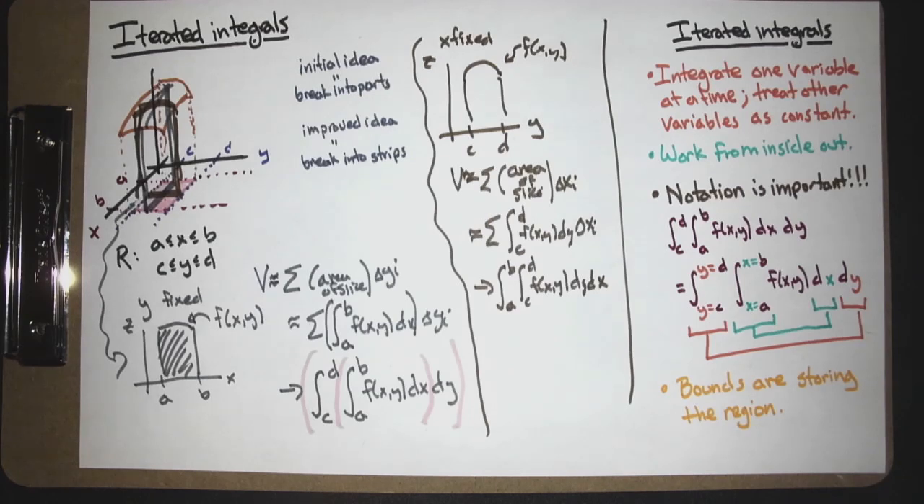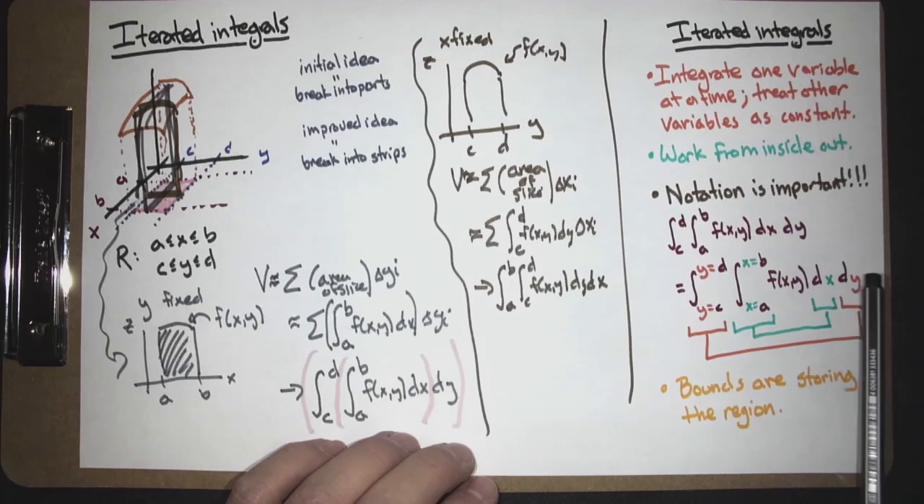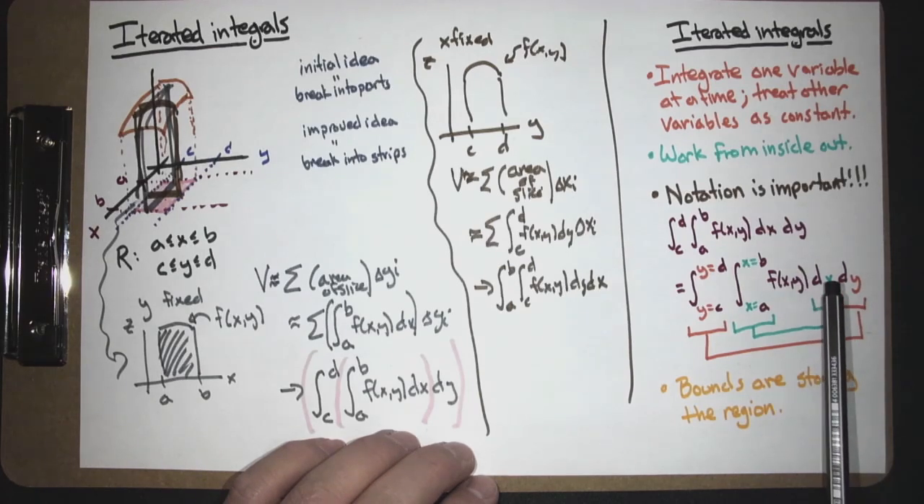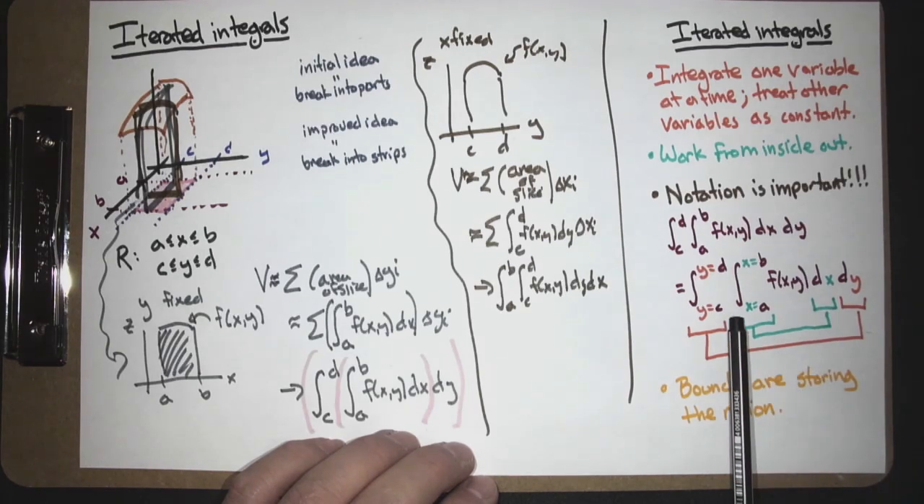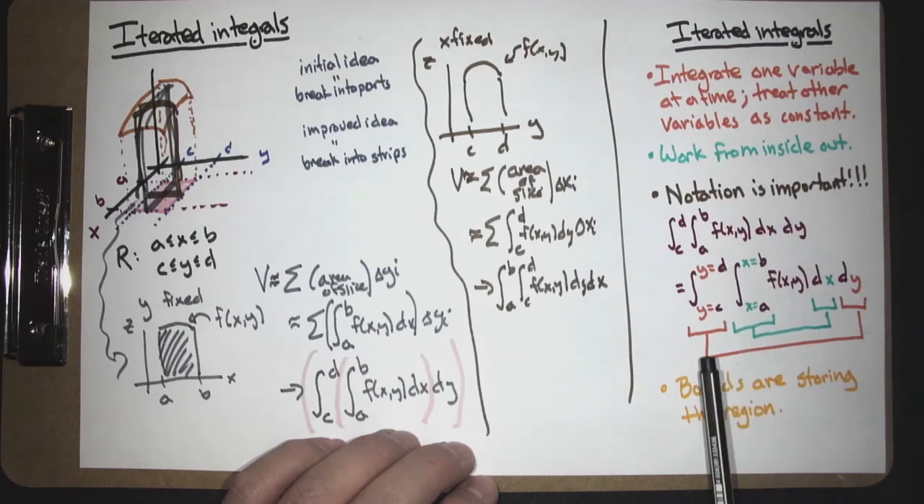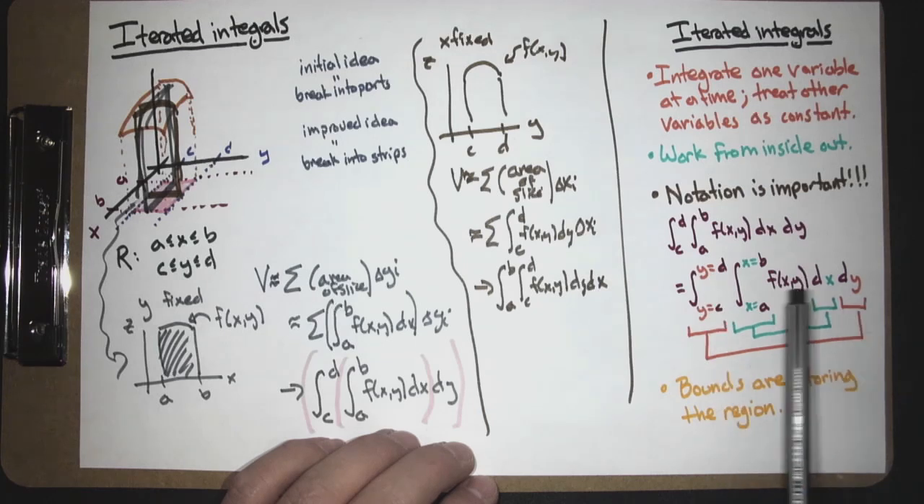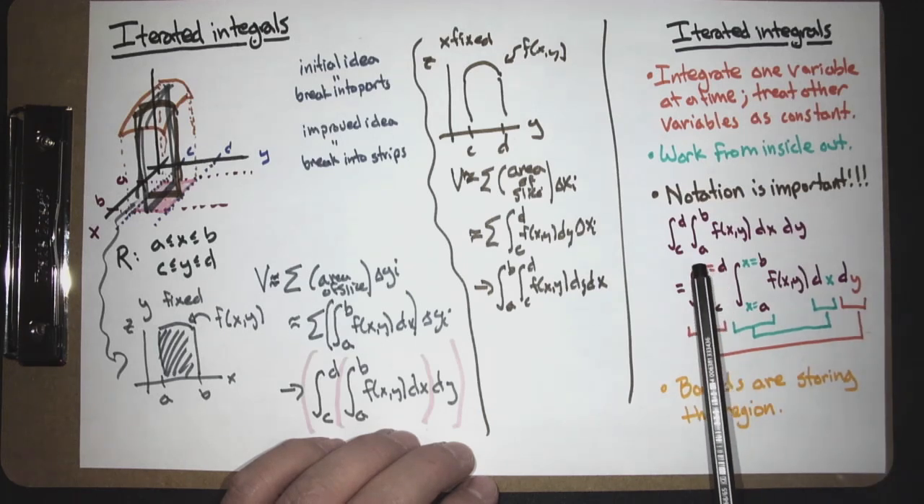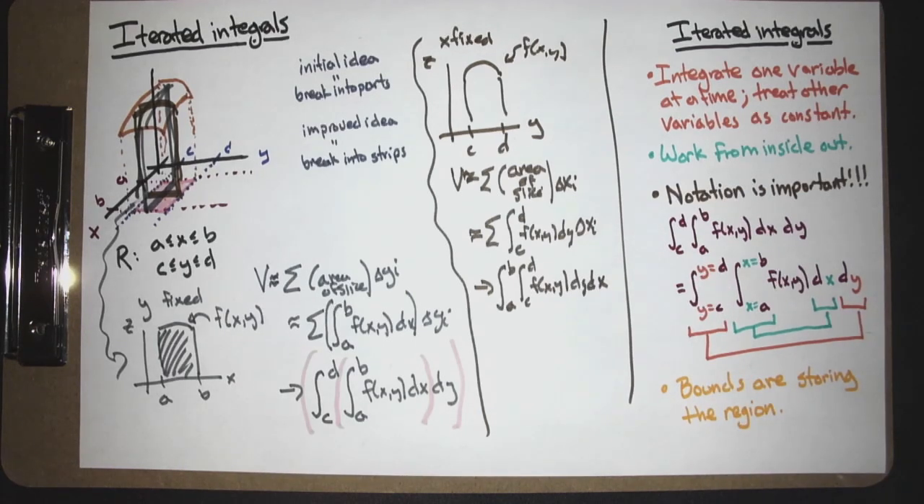When I see a dx dy, that tells me that the dx ties to the inner integral, so the bounds there, a to b, are x bounds: x equals a to x equals b. The dy ties to the outer integral. Those are y bounds, so we go from y equals c to y equals d. And in particular, there's this important idea: the bounds here are storing your region.